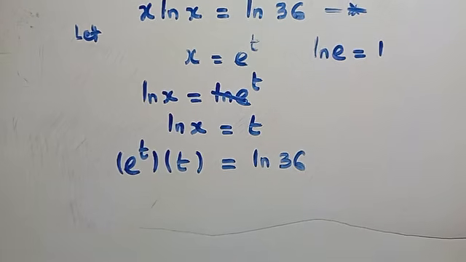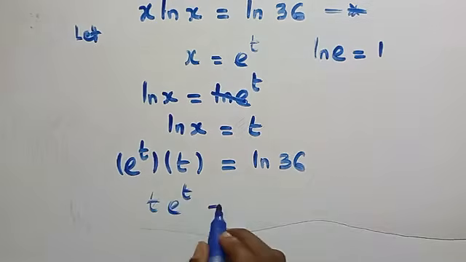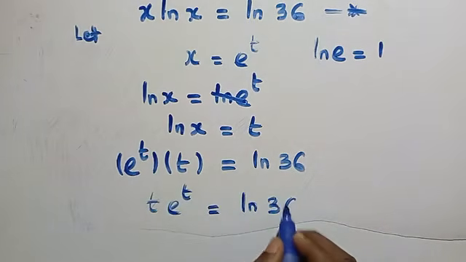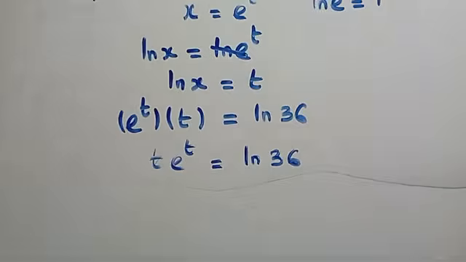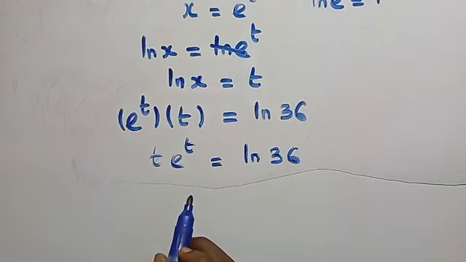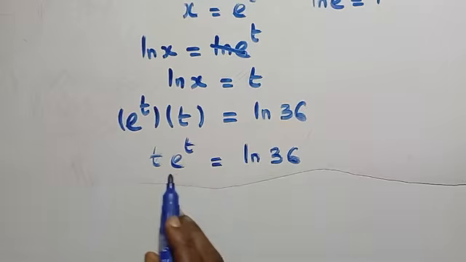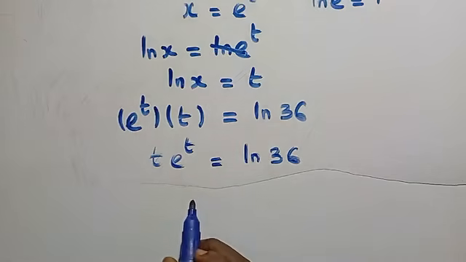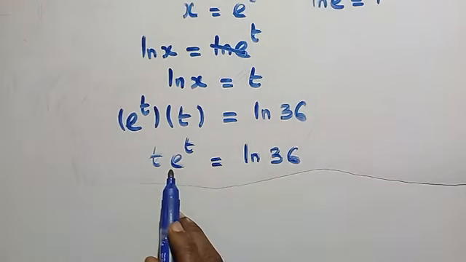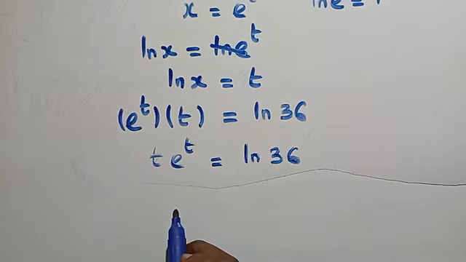Then the next step is I can write this as t exponential of t equals ln 36. So getting to this stage, we are going to apply the Lambert W function here. That is only where we can get this. If you want to avoid guessing the value of t, let's apply that function. So we use that function when logarithm does not have power to solve our problem. Then we use the Lambert W function.